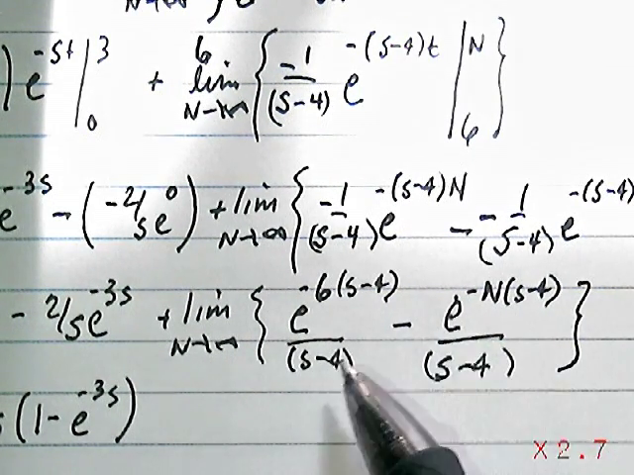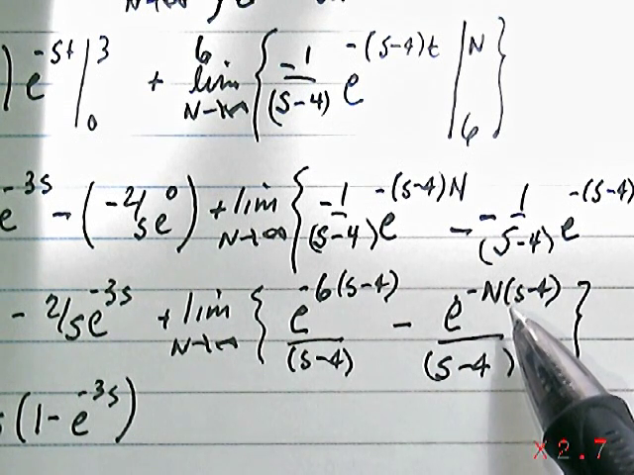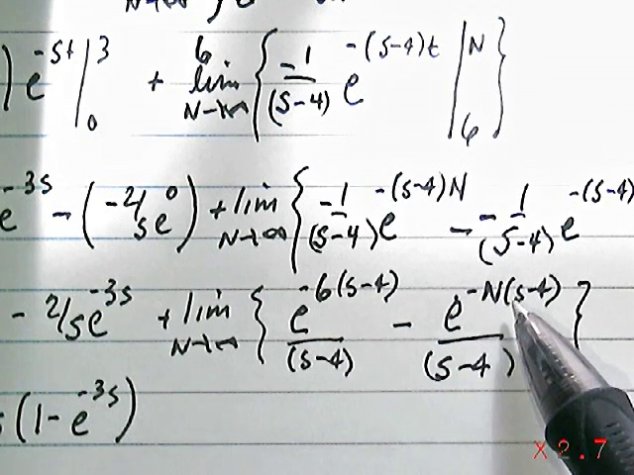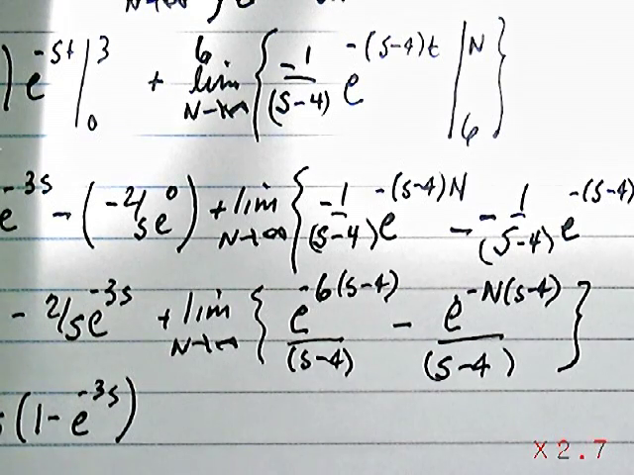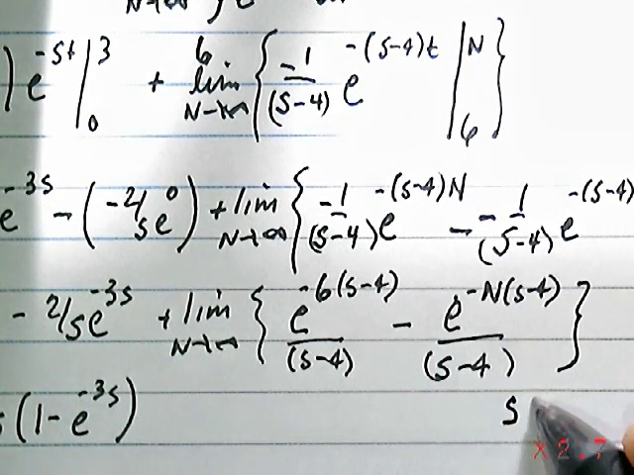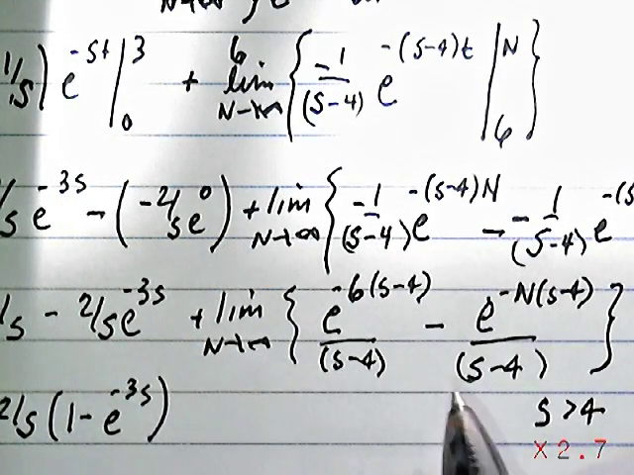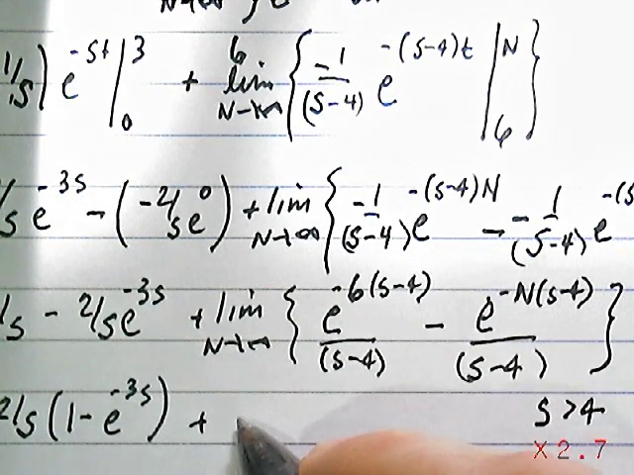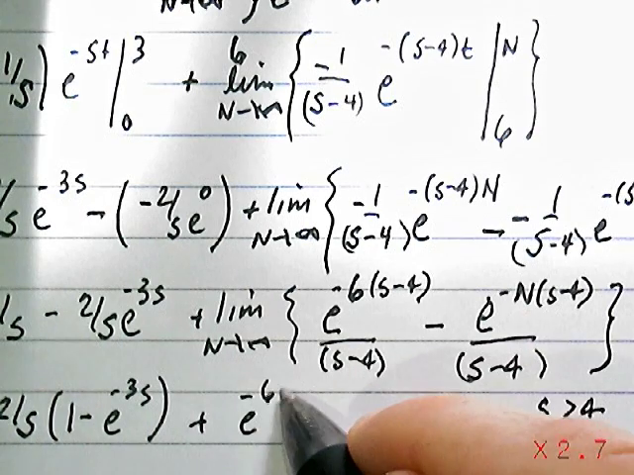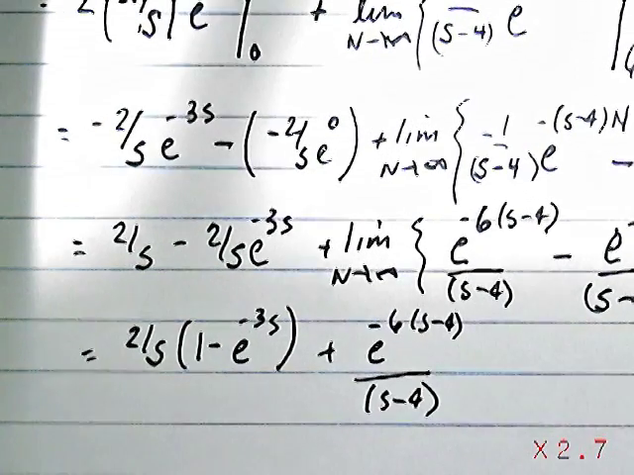To simplify this, this term would go to 0 only if we can guarantee that s minus 4 is going to be positive. So n is obviously going to positive infinity, and e to that negative power will eventually go to 0. So we automatically require s has got to be bigger than 4 for this Laplace transform to simplify. And it's just going to simplify to this term. So we'll have plus e to the minus 6 power times s minus 4 over the quantity s minus 4.